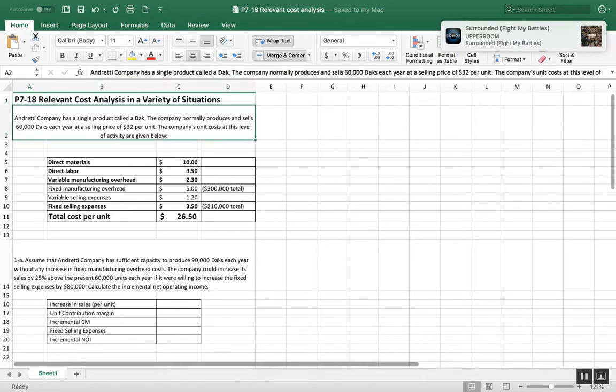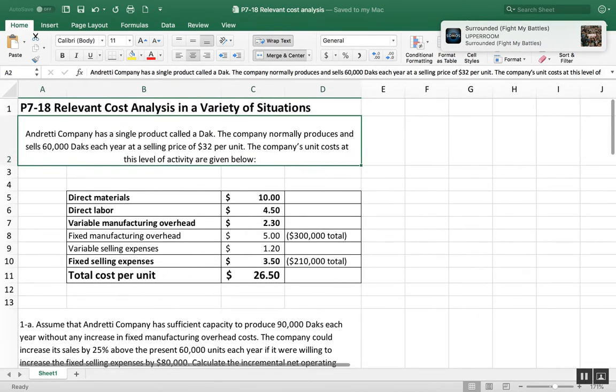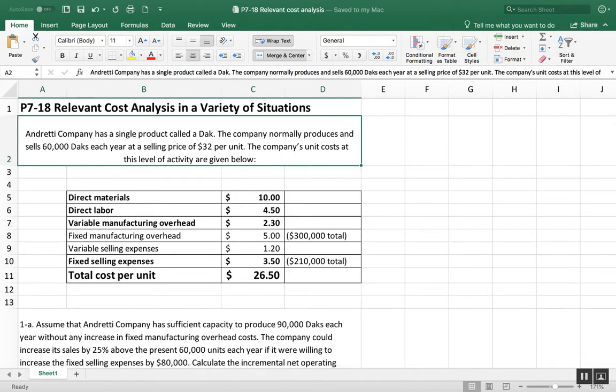I'm going to expand my screen just a little bit. Okay, so there's a company called Andretti, and they manufacture one product called a DAC. I don't know what that is, but it doesn't matter to us. The company normally produces 60,000 DACs each year. That information is going to come in handy in just a minute, at $32 a unit. So they gave us this information here.